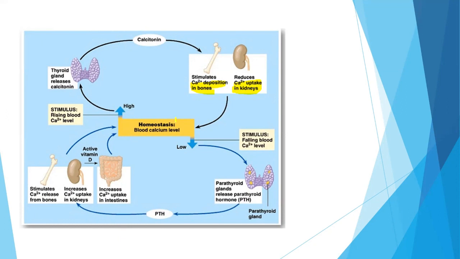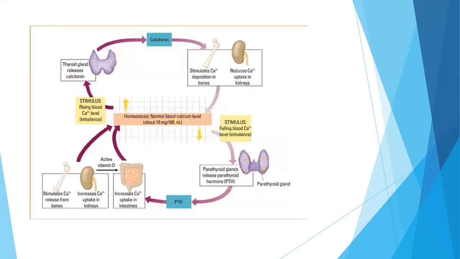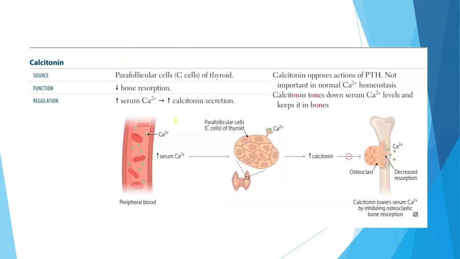Okay, remember calcitonin is secreted from the thyroid gland, not from the parathyroid gland. Okay, the ultimate effect of the parathyroid gland is to increase the calcium level. So PTH gland increases the calcium level, thyroid gland decreases the calcium level. Now, this is typically the same figure. Okay, now let's talk about something about the calcitonin.